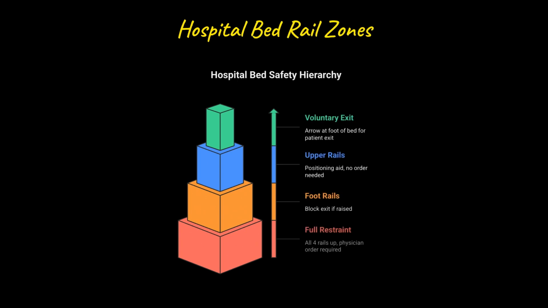Visually, the distinction comes down to the foot of the bed. The 2 upper rails leave that exit path open. The moment the foot rails are also raised, no voluntary exit route remains and the regulatory clock starts.